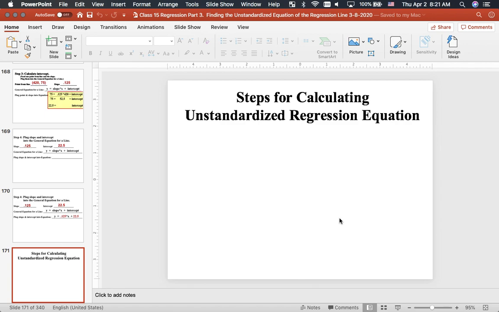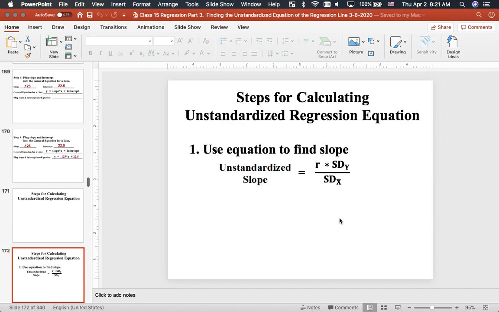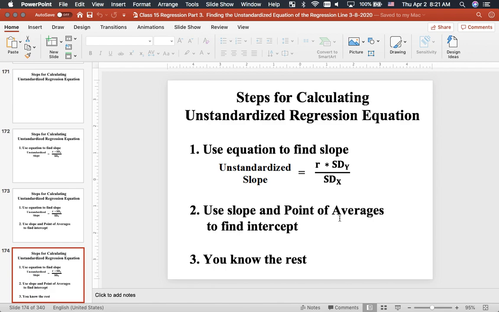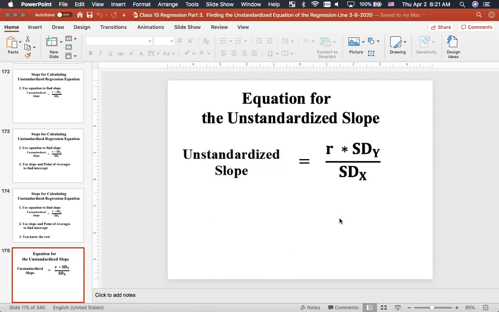Steps again, just going back over this. Use the equation to find the slope. So this is an important equation. So unstandardized slope equals r times SD of y divided by the SD of x. Use the slope and the point of averages to find the intercept, and then just plug it back into the equation, just like we did before. So this is probably one of the most important things right here for this lecture. It's just that the unstandardized slope equals r times SD of y divided by SD of x.